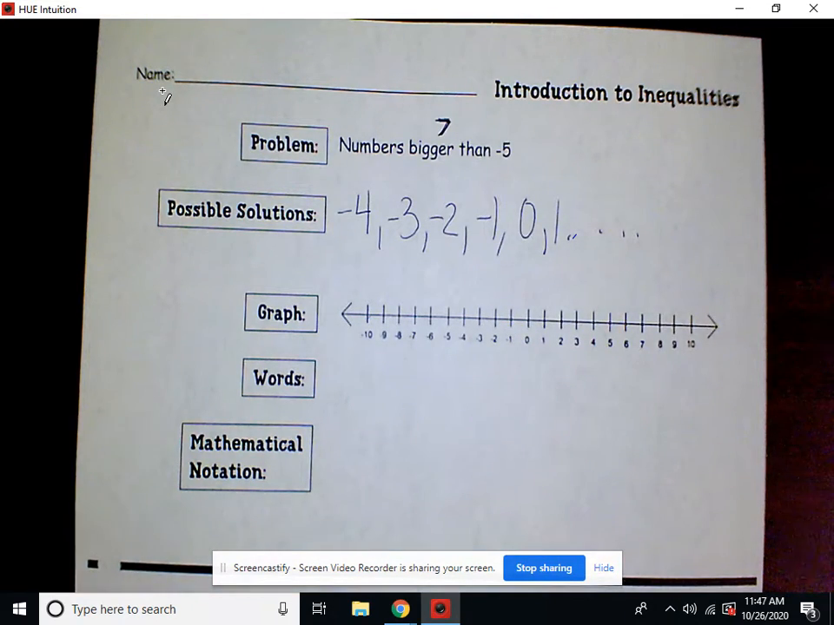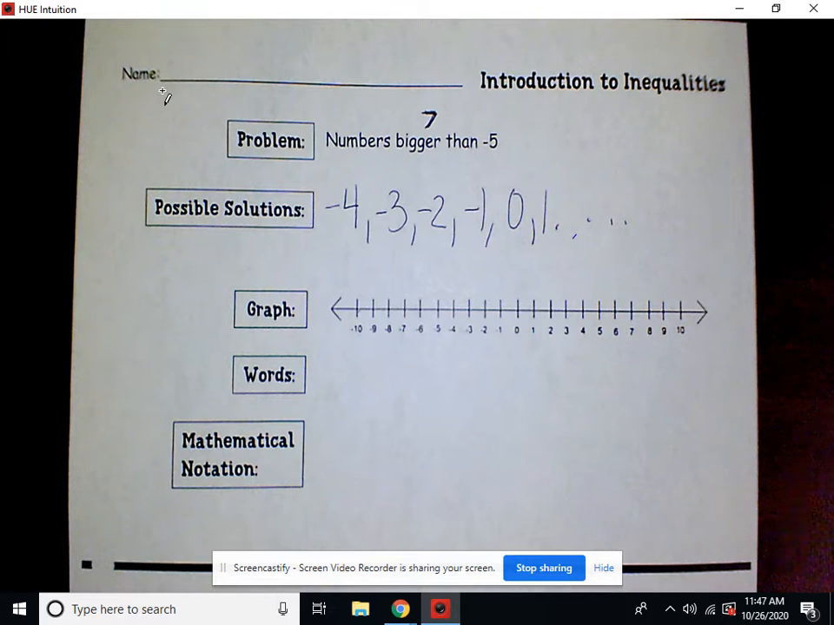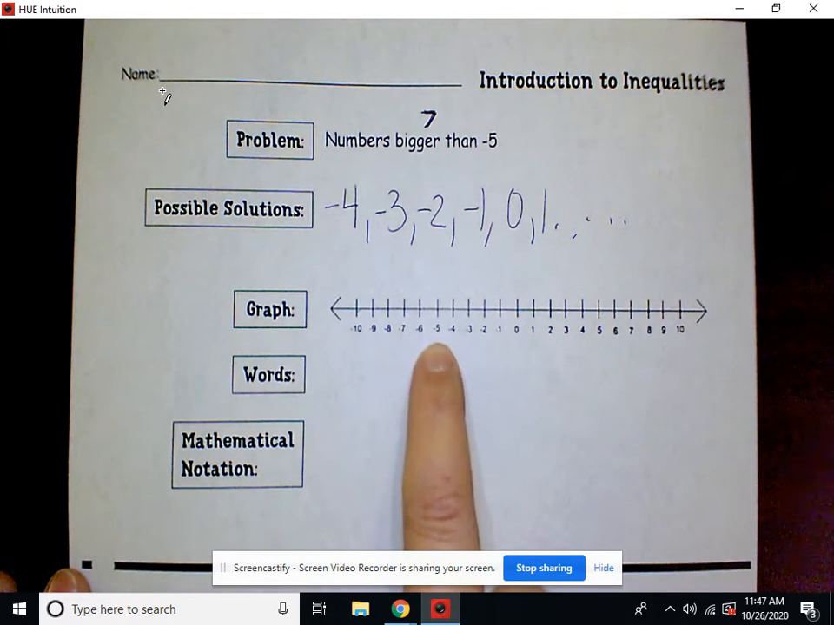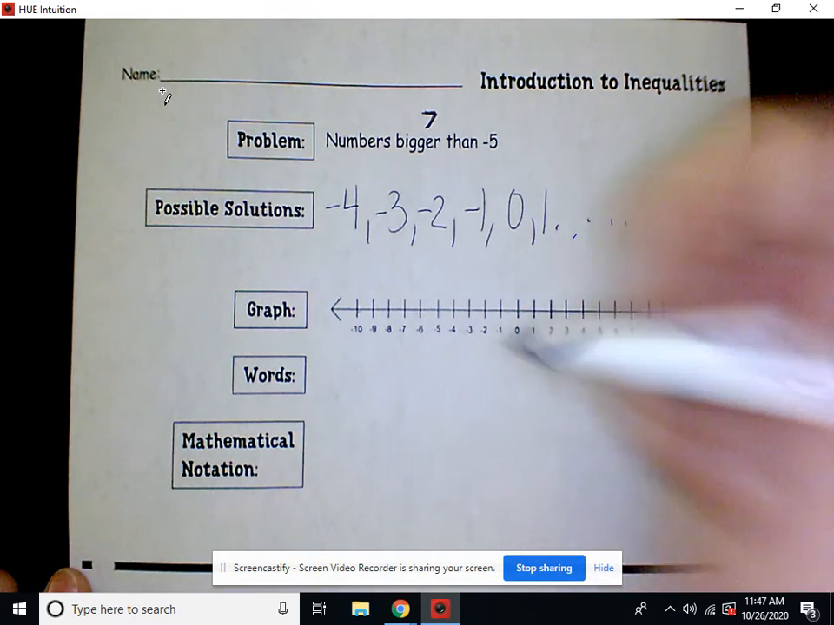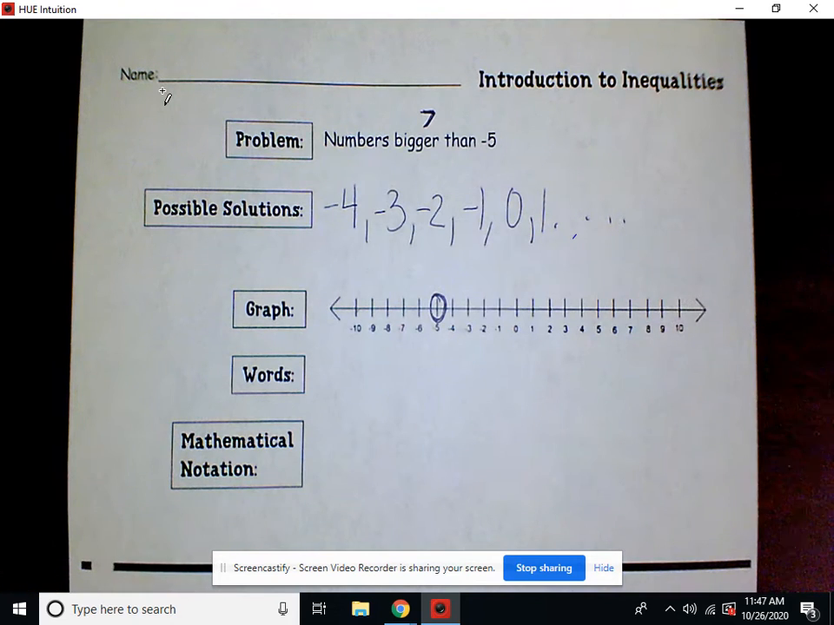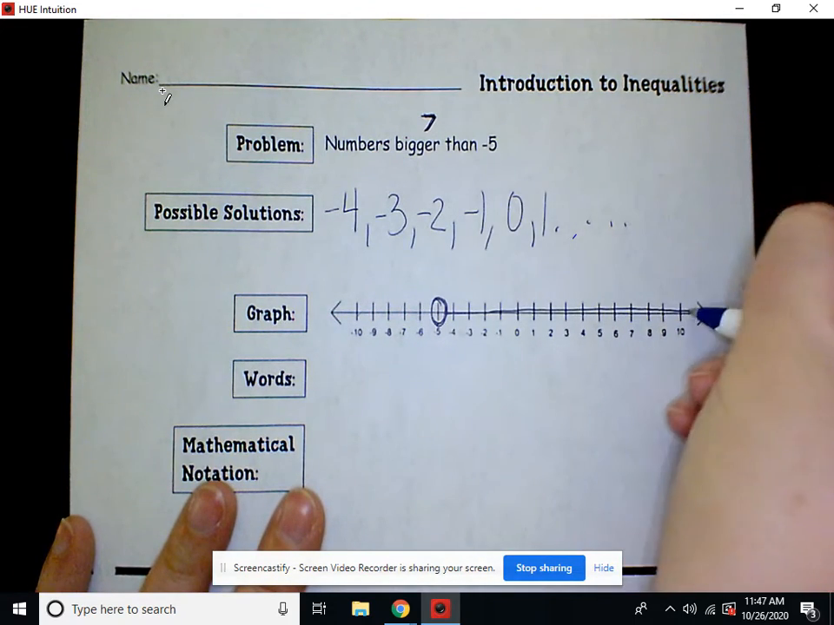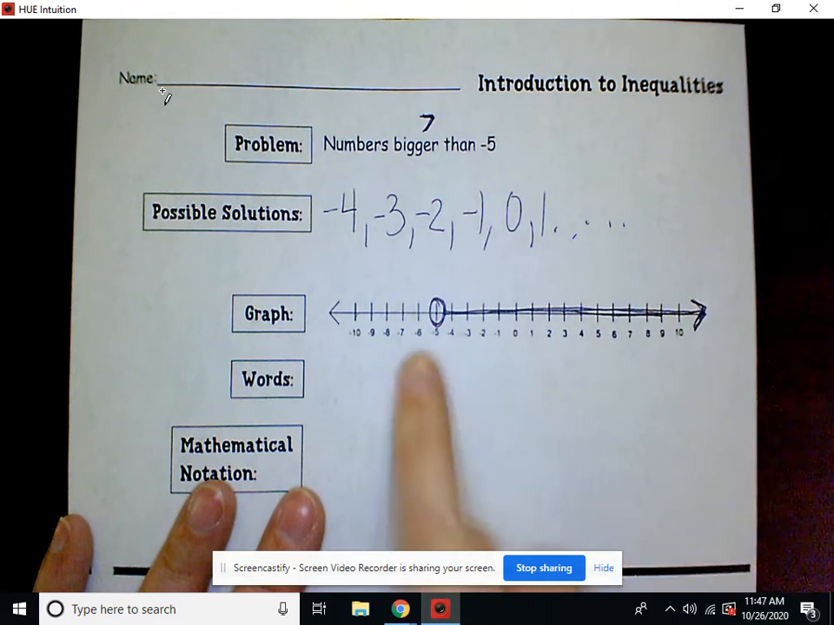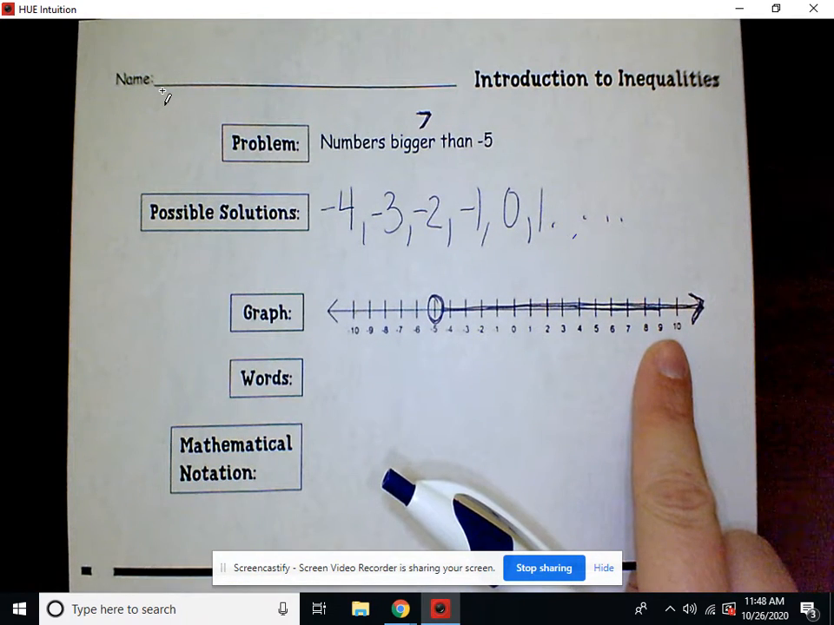Bigger than is going to represent our greater than sign. Greater than arrow. Okay, so to graph it, since it's representing bigger than, we're going to go to the number of -5. Bigger than is going to be an open circle, because it's open because it's -5 bigger than -5. No, it's not, but -4 is, -3 is, and so on. So we're going to shade in the direction to the right, because all of these answers are going to be true.